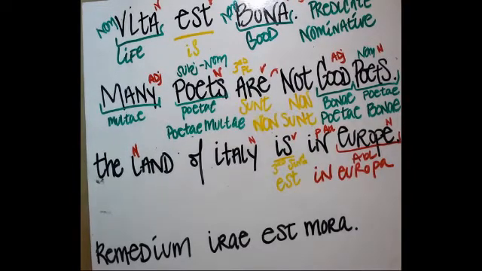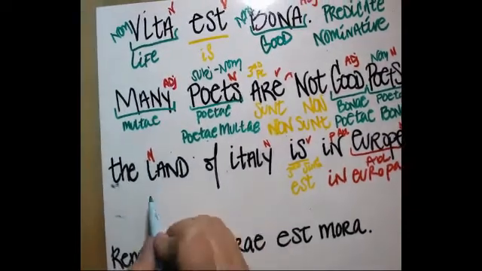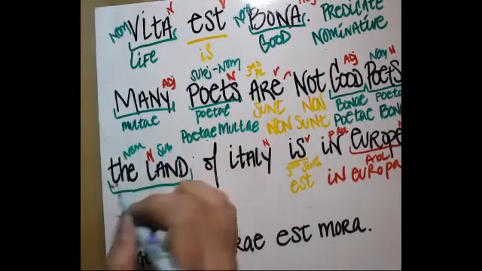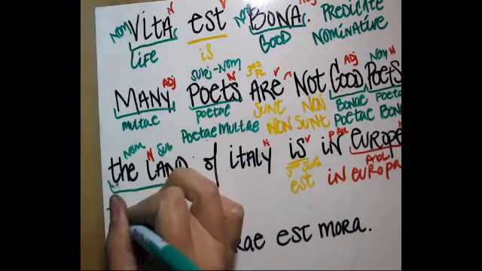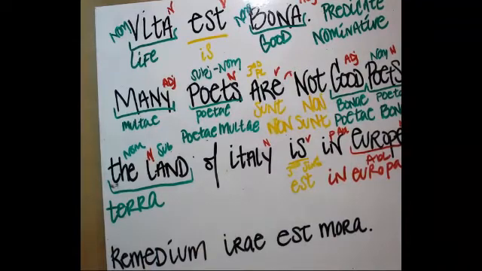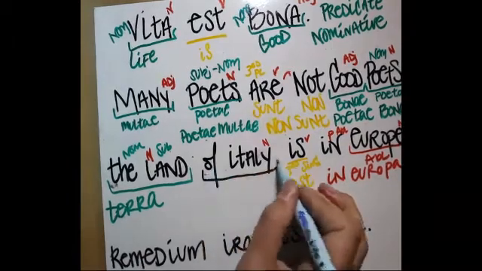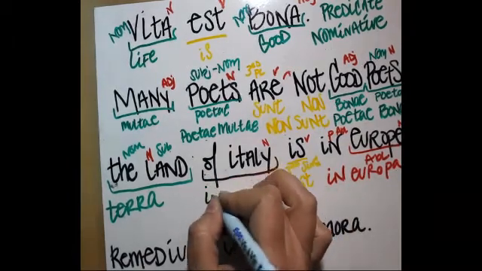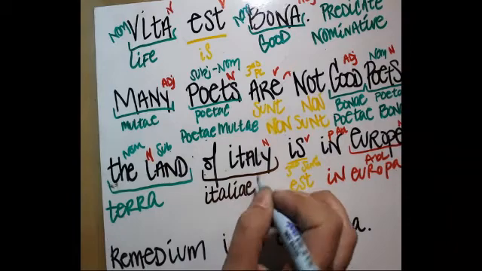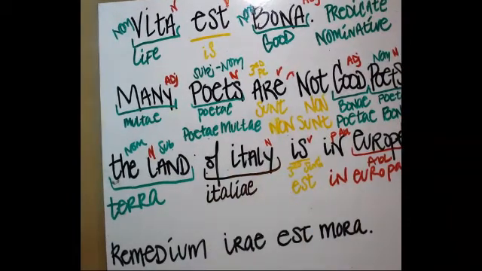So what's the subject here? The land. The land is the subject. It's going to be in the nominative. So the land, look at your sheet. What is the word for land? Terra, and it's a singular nominative. The land of Italy. This is going to be a genitive. So look at your sheet. Italia, Italiae. Terra Italiae est in Europa. And that works right there.